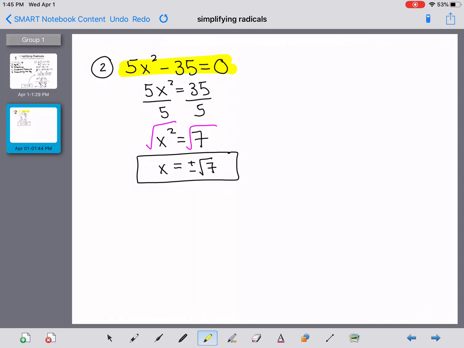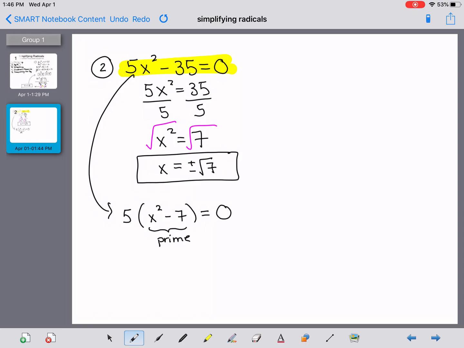If I tried to do the factoring method, I'll show you, I would have taken out a GCF of 5, and then I would be here, and then I would try to solve this by doing a double bubble, difference of two squares, but the problem is it's not a perfect square. 7's not a perfect square. So this is technically prime, and you wouldn't be able to factor it.